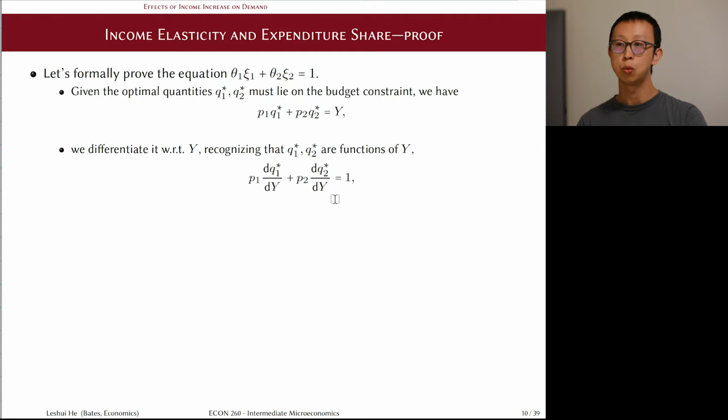To do this, we're going to take the derivative with respect to Y on both sides of the budget constraint equation, while recognizing that both Q1 star and Q2 star are functions of Y. You can think about the Marshallian demand function from Cobb-Douglas or CES utility functions. They're all functions of Y.